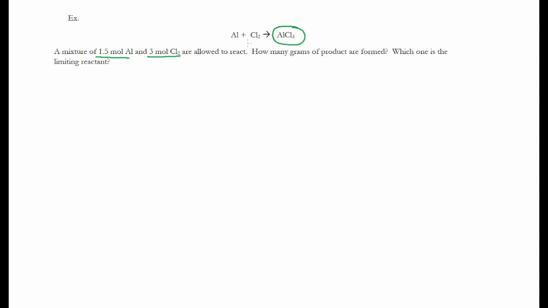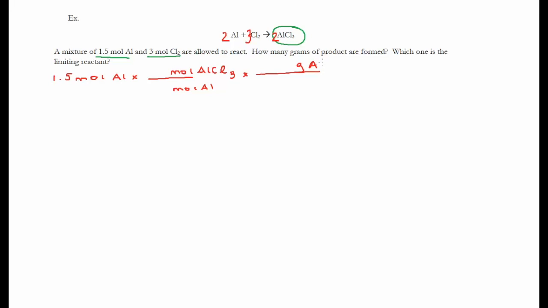The first thing I've got to do is balance. I've got 3 chlorines here and 2 here, so I'm going to put a 3 coefficient in front of here, a 2 here, and then a 2 here. Now I can actually convert into grams of aluminum chloride. I'm going to start off with 1.5 moles of aluminum, and I'm going to get into moles of aluminum chloride, because I don't need to convert from grams or anything. I'm already in moles of aluminum. So I'm going to put moles of aluminum on bottom, and moles of aluminum chloride up top. Then from moles of aluminum chloride, I can go directly into grams of aluminum chloride.